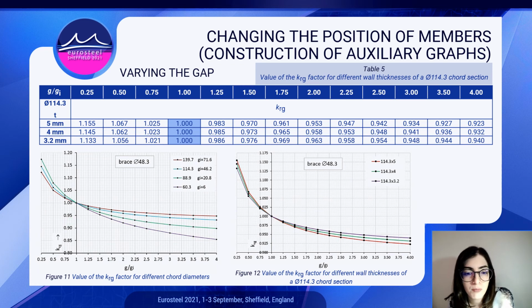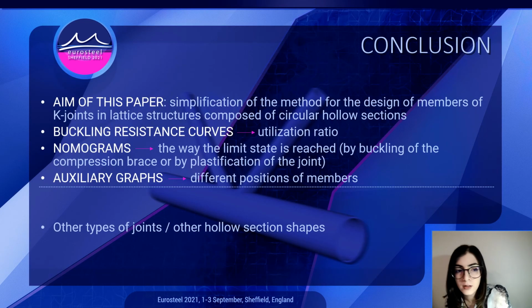Actually, the function of g prime also depends on the thickness of the chord, but this influence is very small. So, for example, for this chord section, if we show the values of the kRg factor depending on the thickness, we can see that this difference is very small. So for any thickness, we can choose the value of the kRg factor that corresponds to, let's say, the mid thickness.